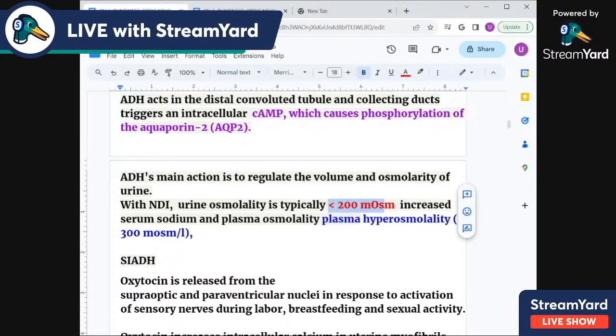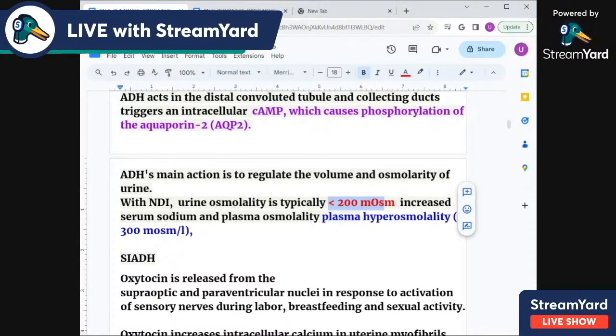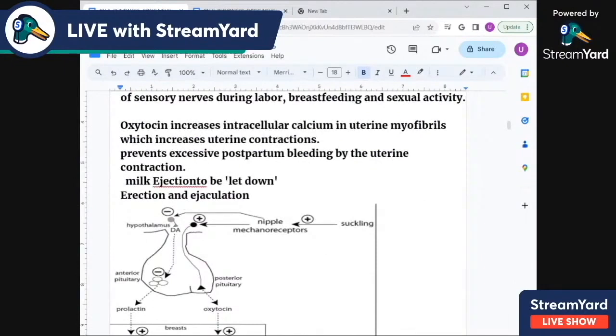So the osmolality of the body fluids will be decreased. Whereas the other hormone, oxytocin, has different functions at different physiological states of the body. Normally, oxytocin causes development of the breast ducts at puberty. But at the time of labor, it causes uterine contraction by increasing calcium in the myometrium.